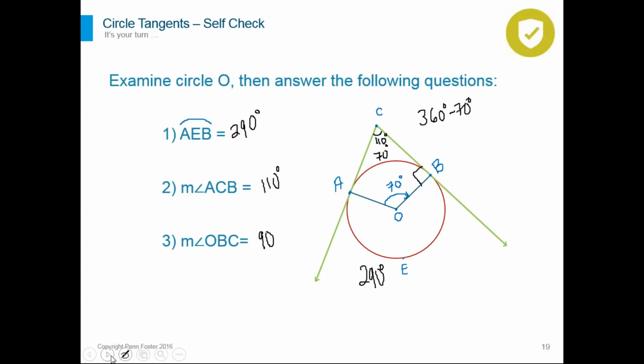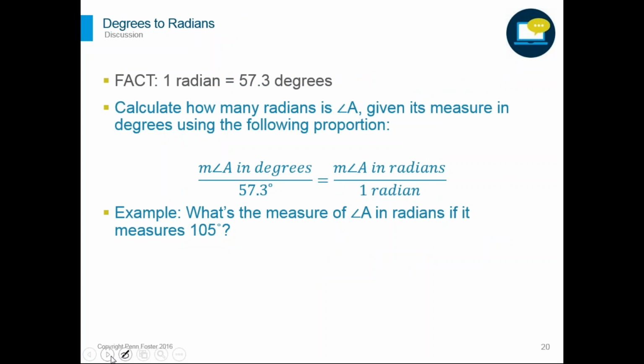The last topic I'm going to discuss with you is how to change degrees to radians and vice versa. One fact that we need to know is how many degrees are in 1 radian. A radian is bigger than a degree. A degree is tiny, and 1 radian is big. So 1 radian is equivalent to 57.3 degrees. We're going to use this fact along with this proportion to switch between degrees and radians.